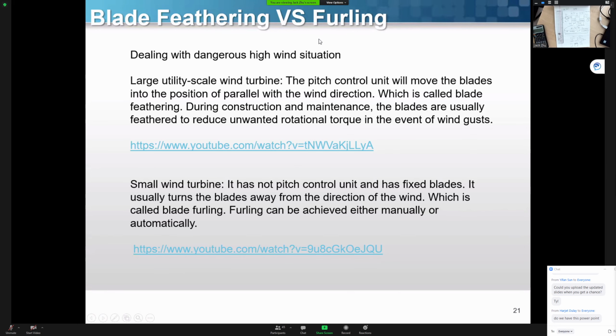It's not important for your exam for this part. Feathering is for the large size wind turbine, and we need it. But furling is just for one of your quiz questions. They didn't mention anything on the score learning, but the quiz has that type of question in there. That's why I put this one here, so you will be able to answer those types of questions in the quiz.